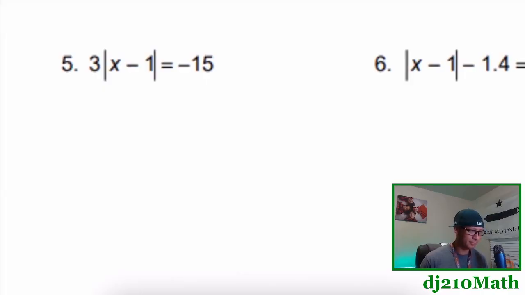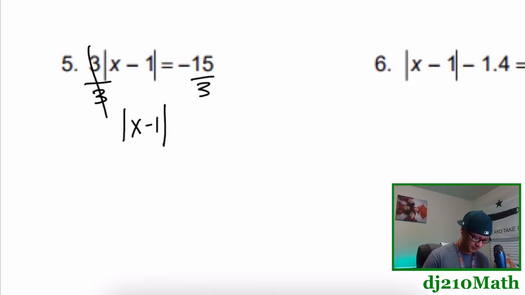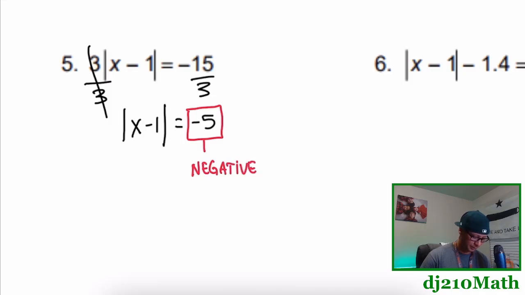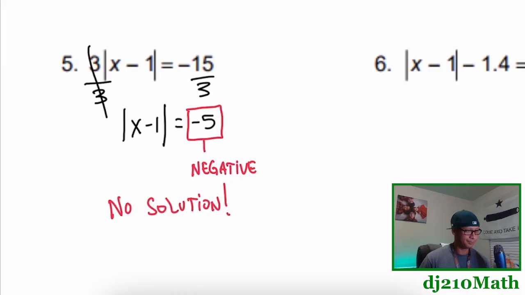Number 5. Step 1, get the absolute value by itself. So isolate it and divide both sides by 3. We get absolute value of x minus 1, and then negative 15 divided by 3 is negative 5. You have to stop and realize that negative 5 is negative, and when that happens, no solution. Only when it's isolated, the absolute value that is.